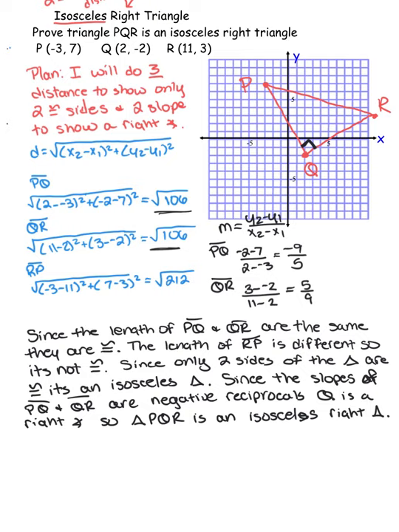Now we have to focus on the slope. When you're trying to find a right angle, you want to cheat a little bit and look at the picture. I looked at the picture and it was clear to me that if I look at side PQ and side QR, it looks like that's where the right angle is. So I picked those two sides to do the slope formula. They are negative reciprocals. So in the conclusion, I wrote, since the slopes of PQ and QR are negative reciprocals, Q is a right angle, so triangle PQR is an isosceles right triangle.